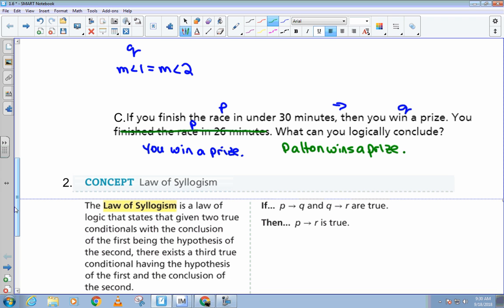Well, but it says if you finish the race under 30 minutes, you win a prize. Right. It doesn't say you win a prize if you do the other. That's not necessarily true. Okay.